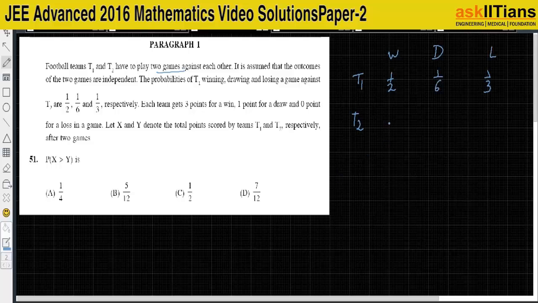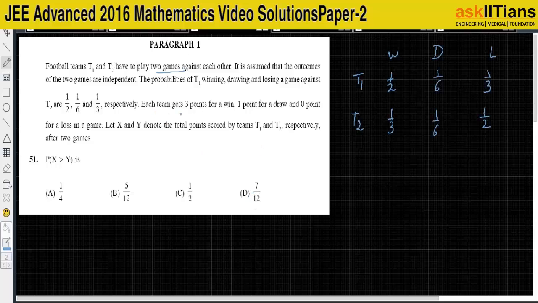The probabilities for T2 will be the same. If it's a draw for T1, it's a draw for T2 also. And if it's a win for T1, that means it's a loss for T2, right? So if T1 wins, then T2 will lose, and if T1 loses, then T2 will win. So these two will be swapped. Winning and losing will be swapped, drawing will be the same. And the sum of all three is always 1.